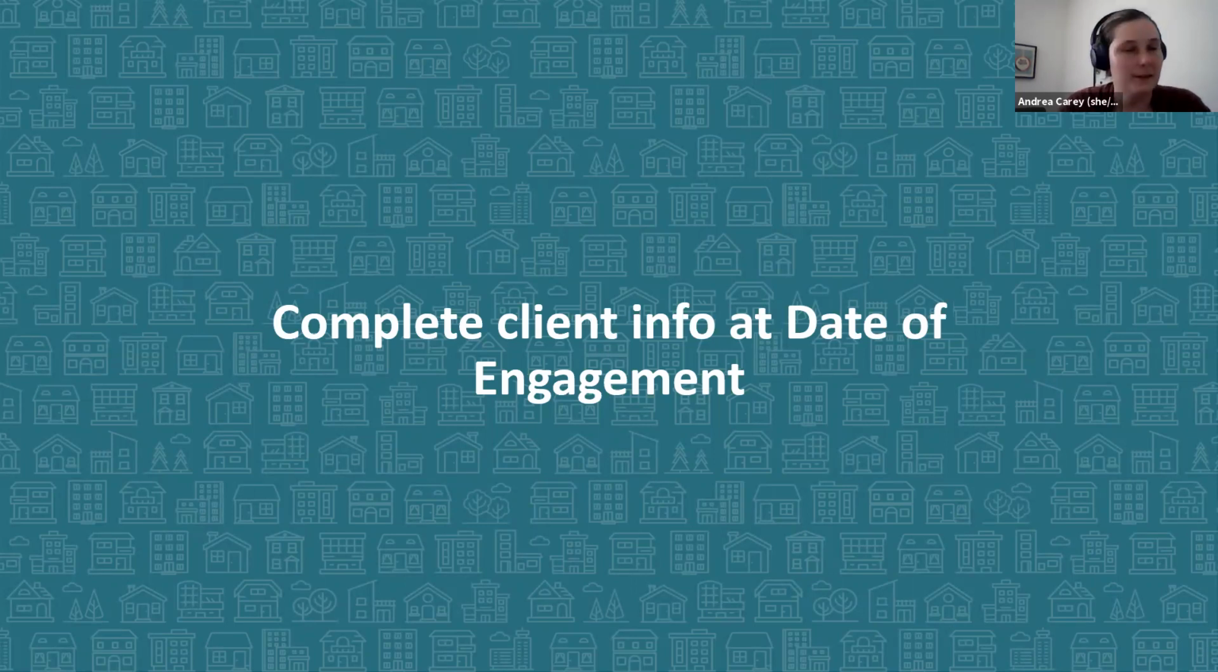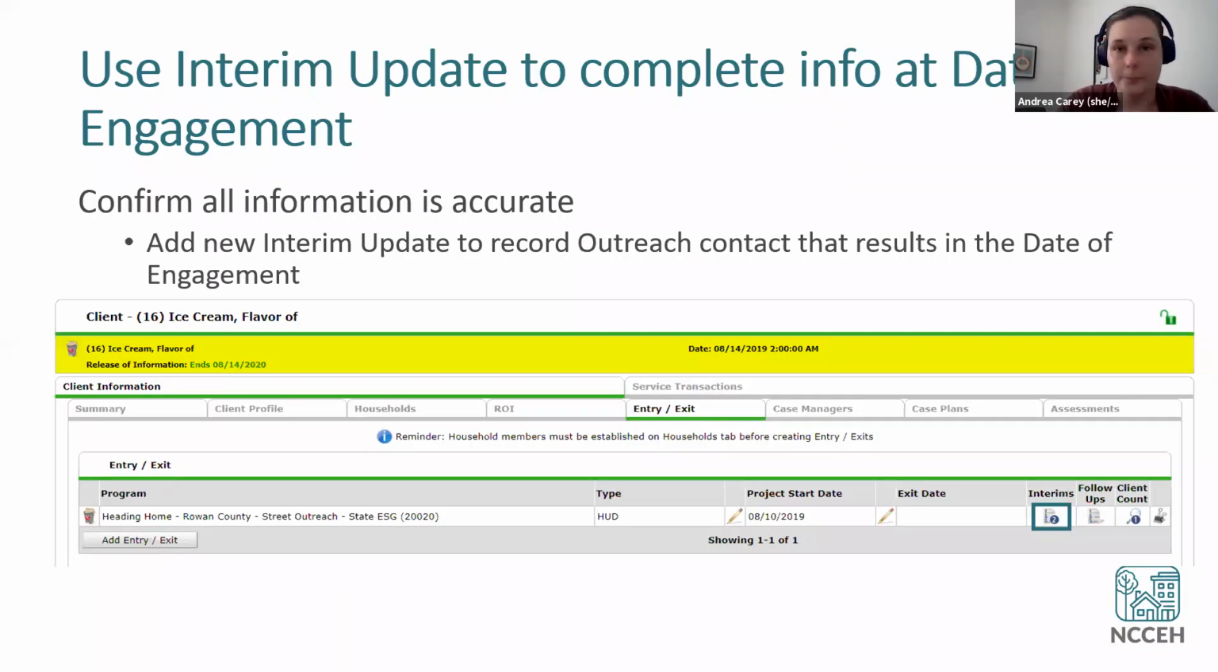All right, so all of this is building that trust and building to this full enrollment, this date of engagement. And so again, dates of engagement can happen at first contact. Often with unsheltered clients, it takes a little bit longer to connect. So if it does take a little bit longer, you're going to just keep building that relationship until you have that date of engagement. And once you have a date of engagement, you need to confirm all information is correct.